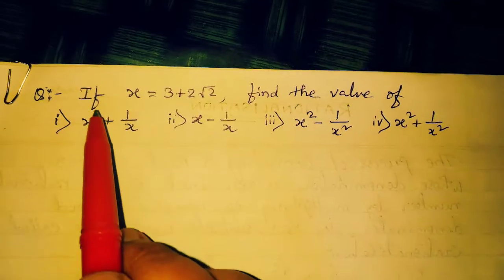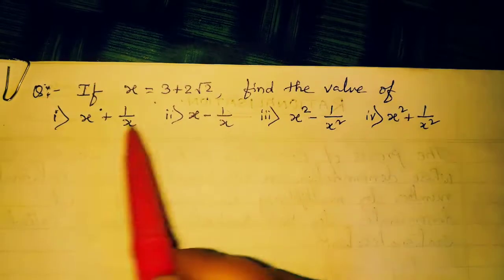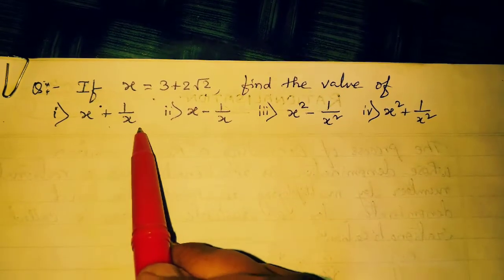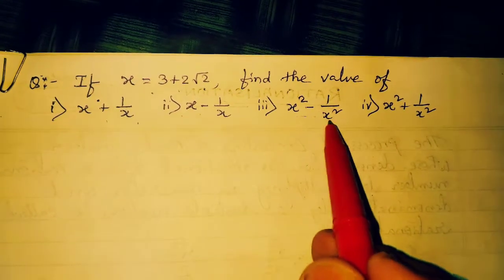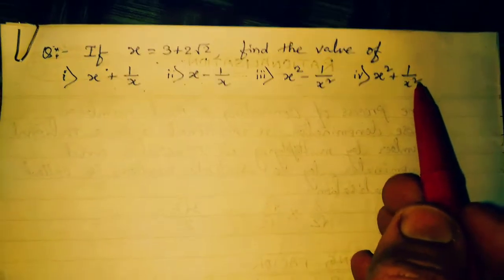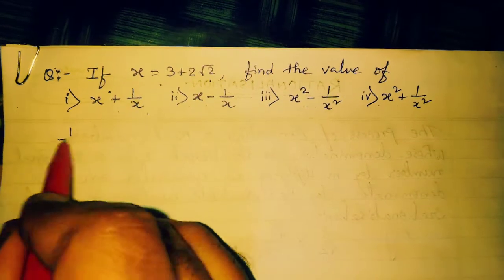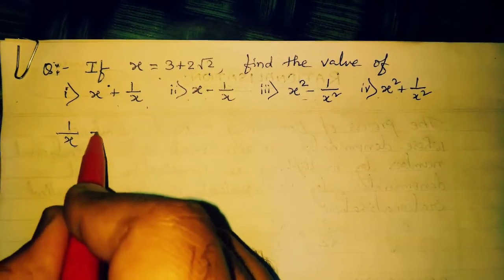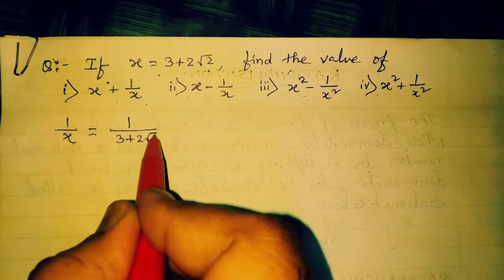Next question is, if x is equal to 3 plus 2 root 2, find the value of number 1, x plus 1 by x, number 2, x minus 1 by x, number 3, x square minus 1 by x square, and number 4, x square plus 1 by x square. So now we'll see here how to do this one. First of all we'll find the value of what? 1 by x. So what is 1 by x? 1 by x means what? 1 by 3 plus 2 root 2.